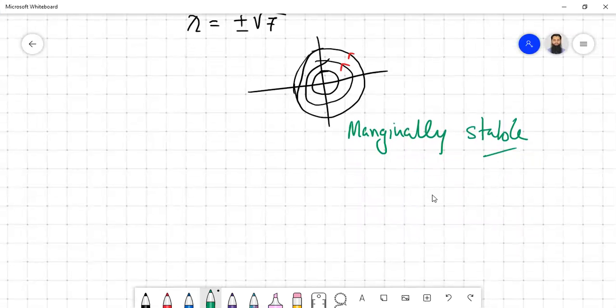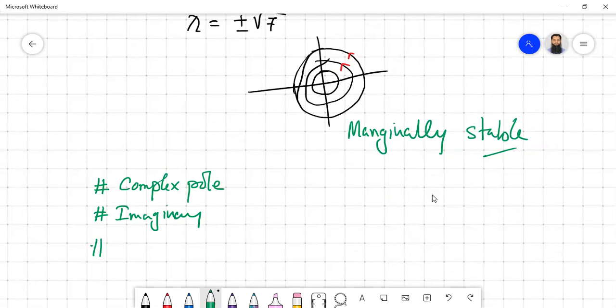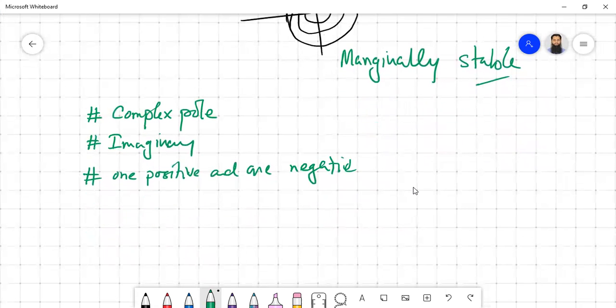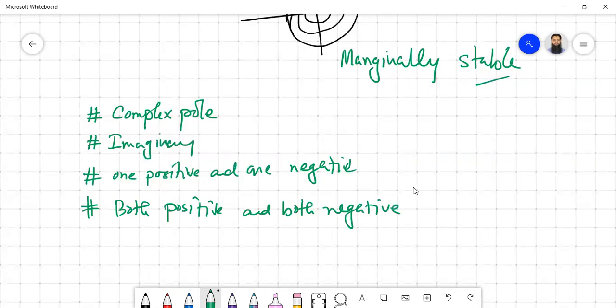So basically two things are left. What we covered is the complex pole case. The pure imaginary case is also covered. One positive and one negative is covered. What is left is both positive and both negative. Those two cases are not covered yet.